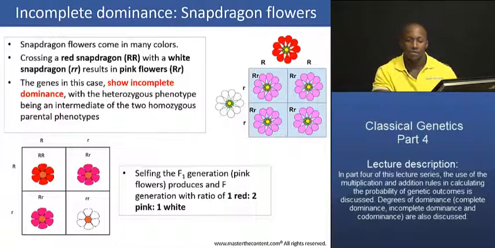Okay, so what we have on the slide right here is an example of incomplete dominance, and it's an example involving the Snapdragon plant. So when we cross a red Snapdragon plant with a white Snapdragon plant, all the F1 hybrids, all the offspring of that cross will have pink flowers.